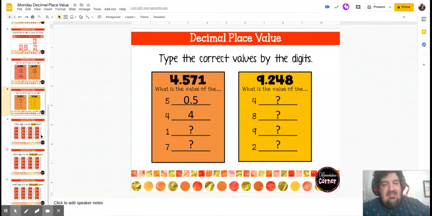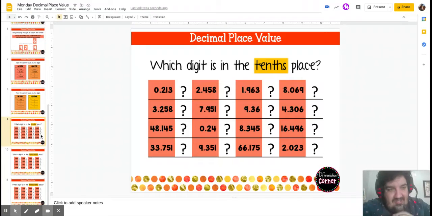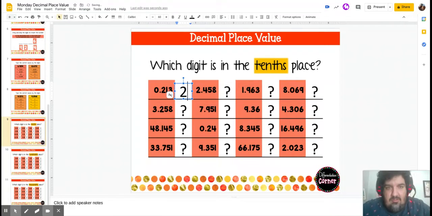Okay, this one's going to be a little harder. It says, what number's in the tenths place? Remember, the tenths place is the first digit to the right. So we've got a 2. Back-to-back 2s. Right to the decimal, 7. And again, that's all you've got to do. That's the tenths place. It's the number directly to the right of the decimal place.